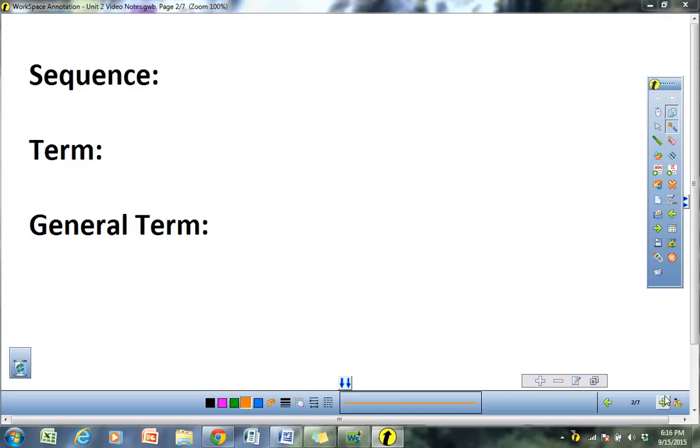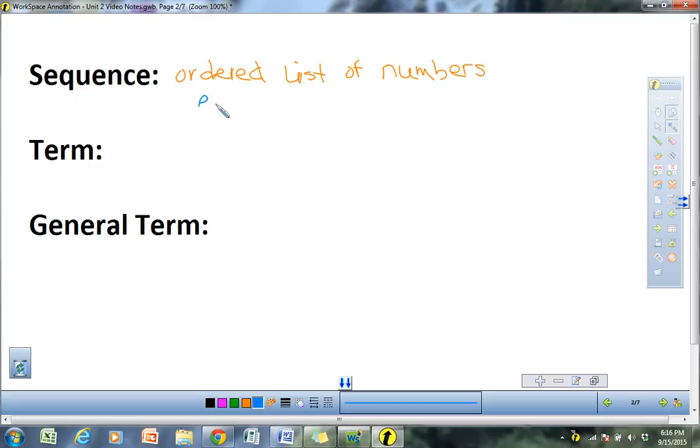First one is sequence. So, a sequence is an ordered list of numbers. And let's just spell that out. So, for example, a sequence might be 2, 5, 8, 11. So, a term is each individual number in the sequence.